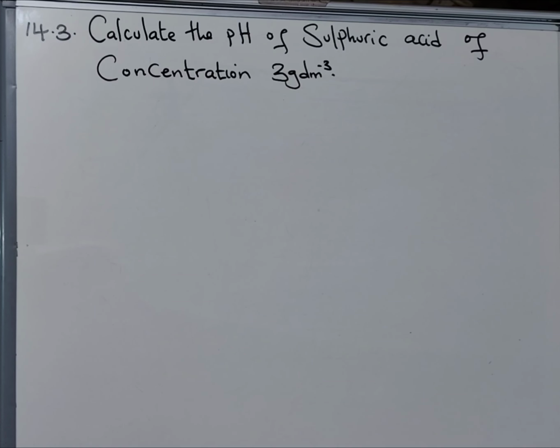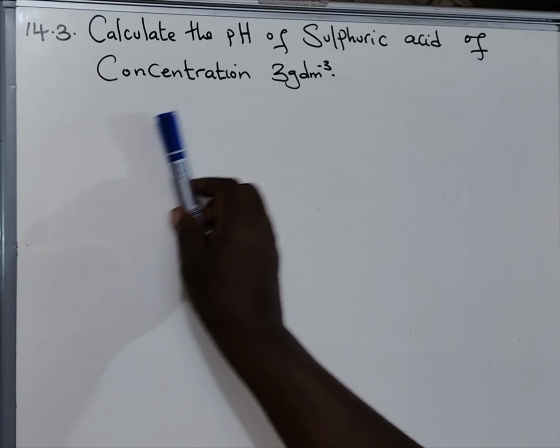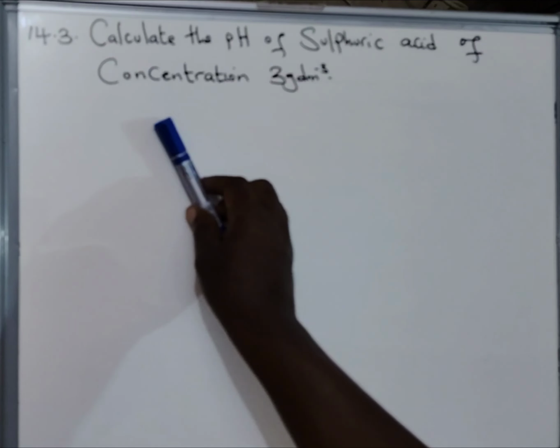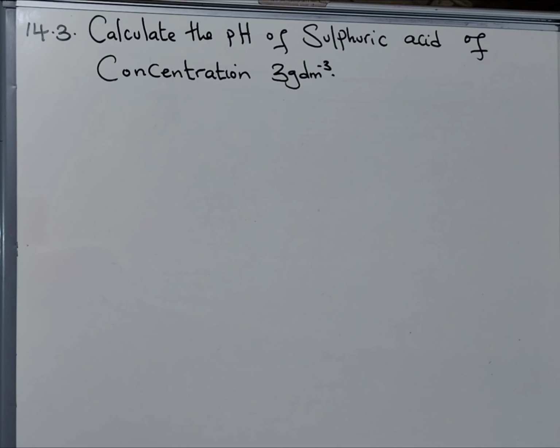Then comes this question. It says, calculate the pH of sulfuric acid of concentration 3 grams per cubic decimeter.